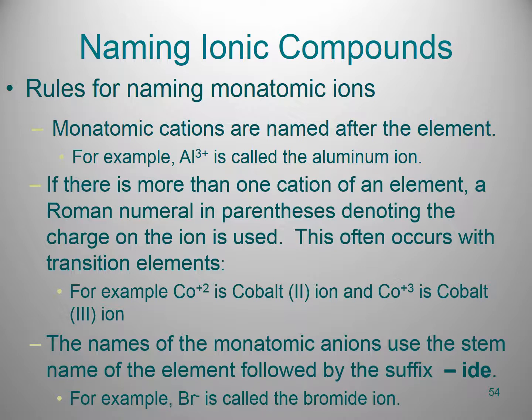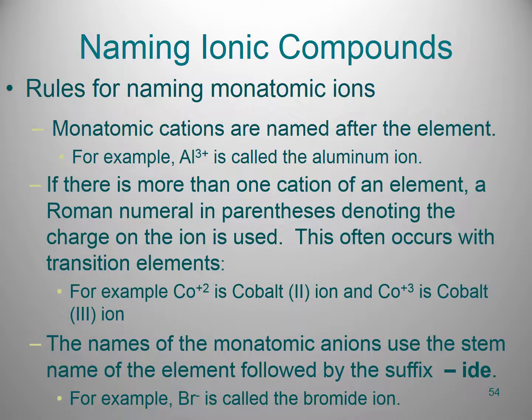Now, the negative ions get changed a little bit. They use the stem of the element, but they get changed to -ide. So for example, Br negative is called bromide, the bromide ion. And actually, in that case, technically you don't have to put the word ion, because if you say bromide, it's differentiating it from bromine. So bromine the element, bromide the ion. But ion just makes it complete.